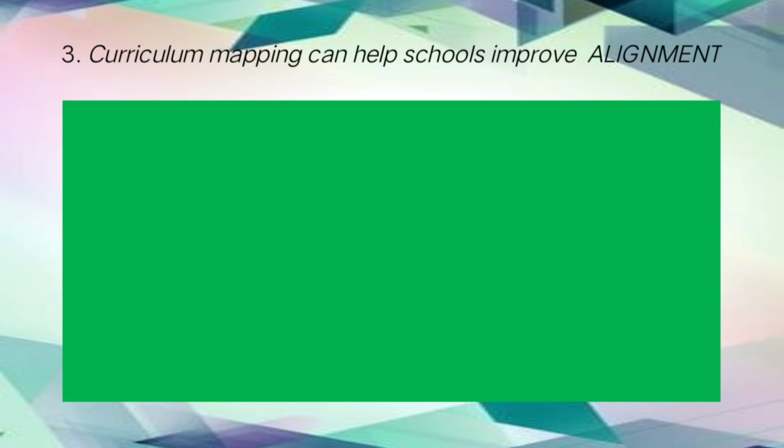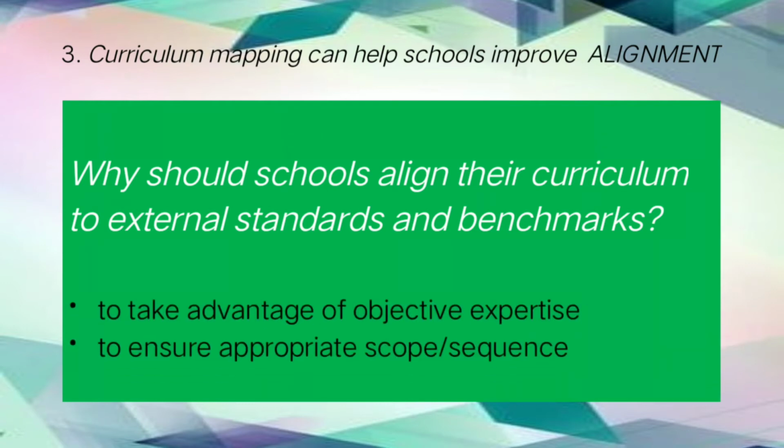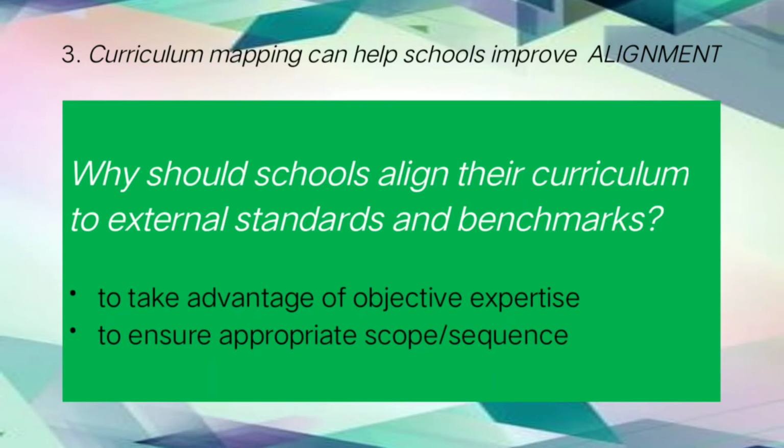Why should schools align their curriculum to external standards and benchmarks? It is to take advantage of objective expertise. Educational experts have already determined what should be accomplished by students in each subject area. Next is to ensure appropriate scope and sequence. Alignment helps identify gaps and areas of repetition in a school's learning expectations.